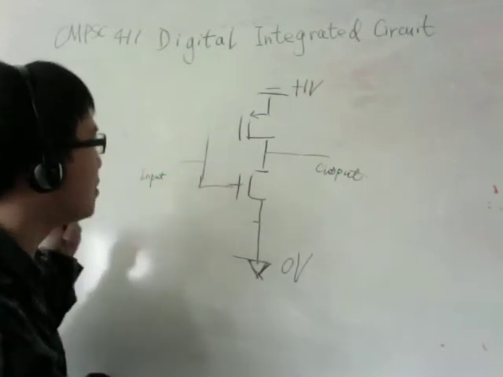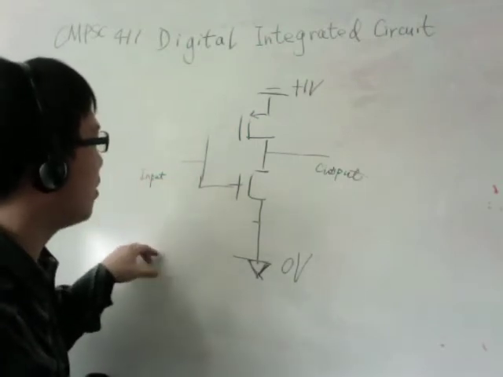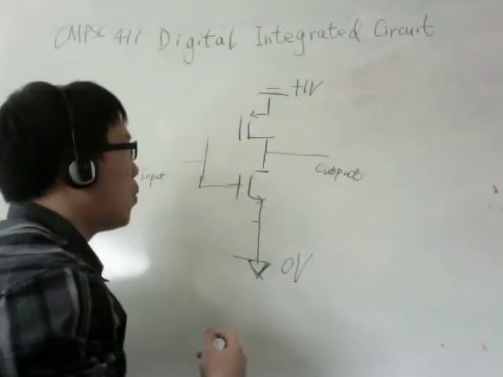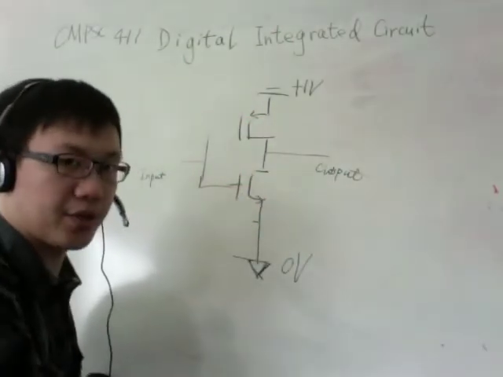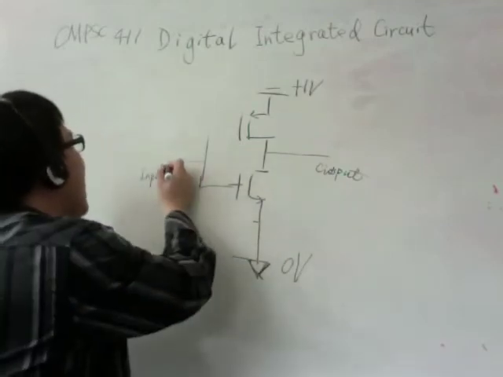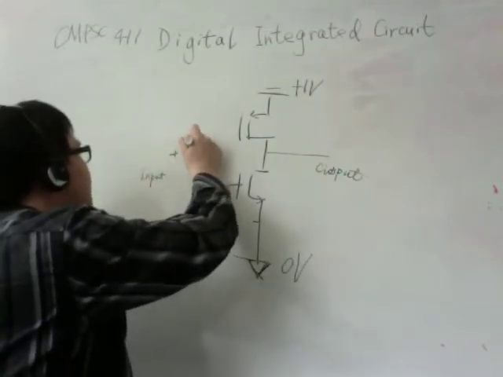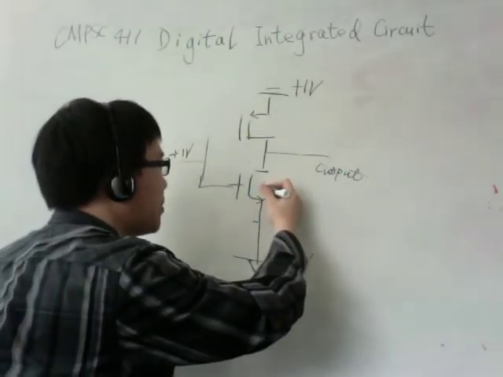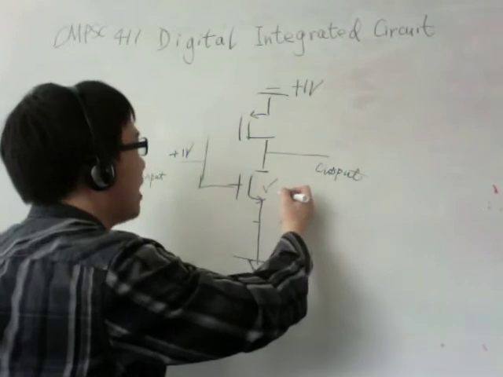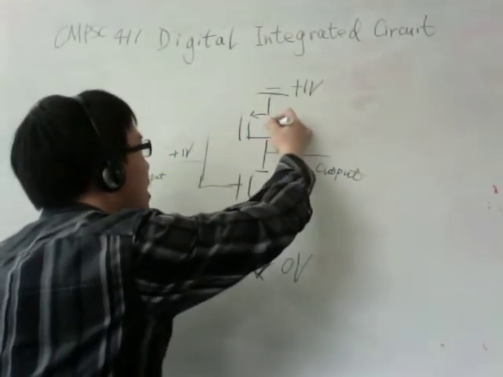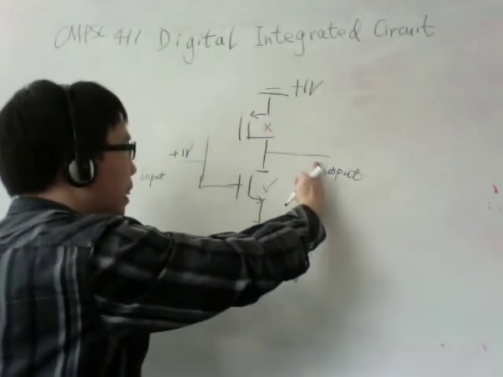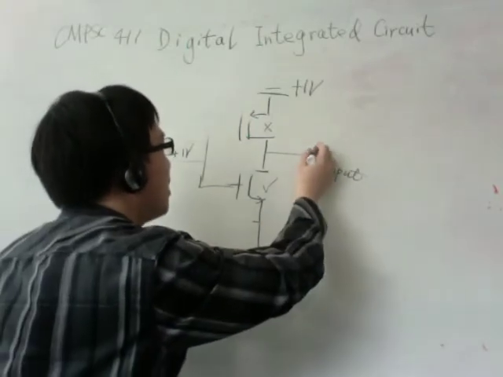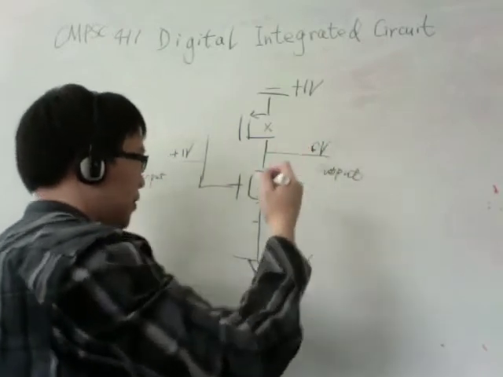Let's see how this inverter works. Because these two transistors work in opposite directions, when you apply a positive voltage here, this lower transistor is turned on and the upper transistor is turned off. Then the output is connected to the ground. Then we have an output of 0 volts.